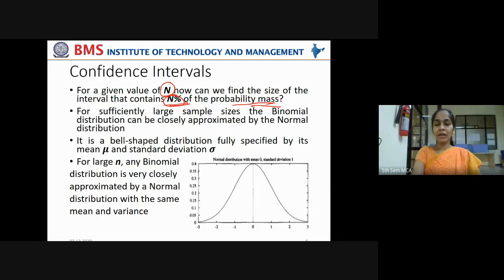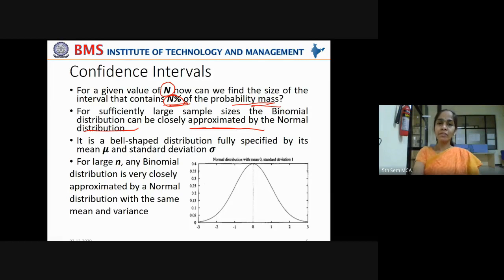For sufficiently large sample sizes, the binomial distribution can be closely approximated by the normal distribution, right? If you keep on increasing the sample size and if you keep on repeating the number of experiments, in that case, the binomial distribution can closely be approximated, or it can almost follow a normal distribution.